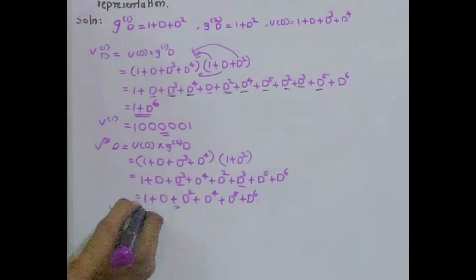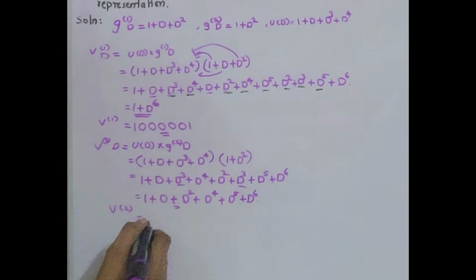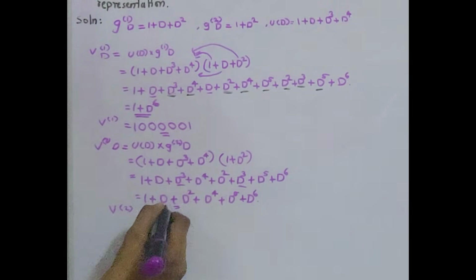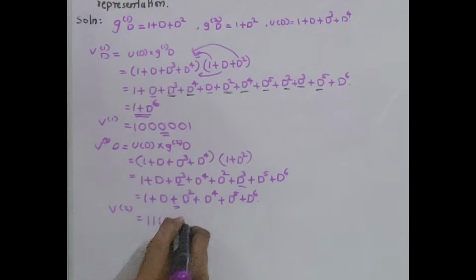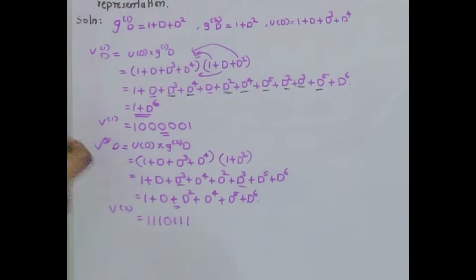This is the output. Corresponding binary v2 is equal to, we have constant here 1. Then we are looking at the power of d is 1, power of d square is 1, there is no power of d cube, so we can write 0, power of d raised to 4 is 1, power of d raised to 5 is 1, power of d raised to 6 is 1. So this is the value of v2, that is 1 1 1 0 1 1 1.